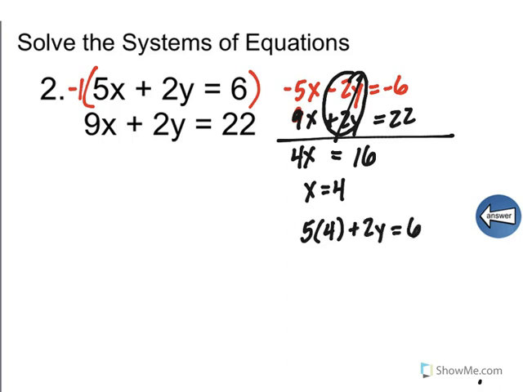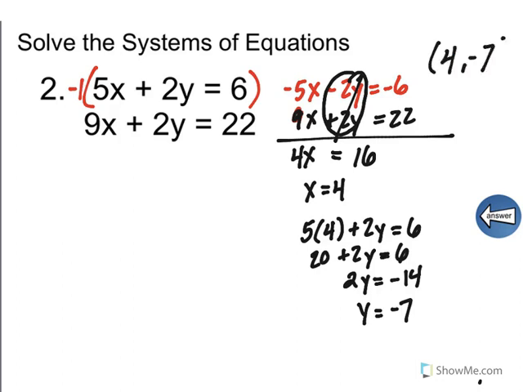So 5 times 4 plus 2y equals 6. That's 20 plus 2y equals 6. That's 2y equals negative 14. So y is equal to negative 7. So my point here is (4, negative 7).